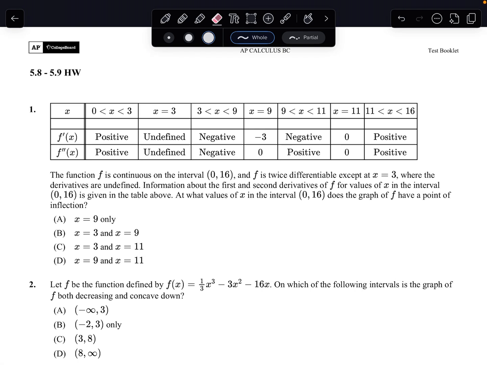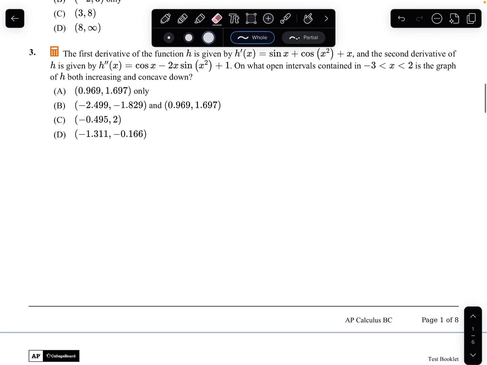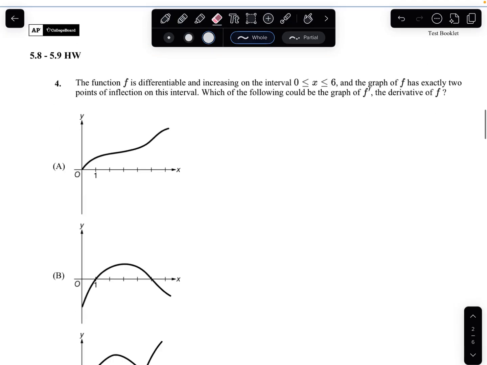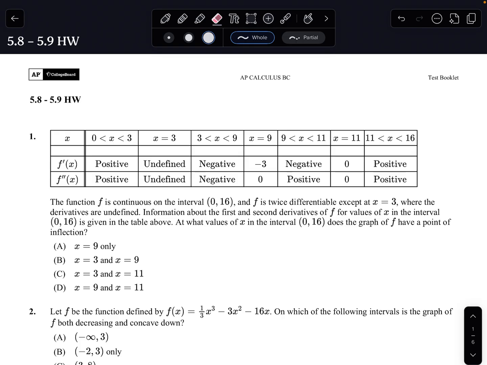Hey guys, I'm gonna go through the 5.8 through 5.9 homework. There's really no open questions or free response questions except for at the end of this one, but most of this is just multiple choice and should be pretty quick. It's just about relating all the functions together. So how do I connect the function with the derivative and with the second derivative? How do I connect all these derivatives and their graphs together?